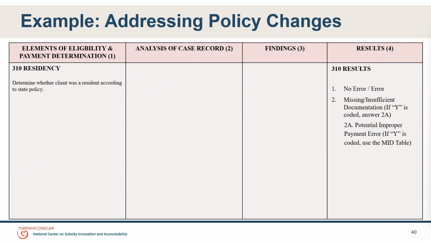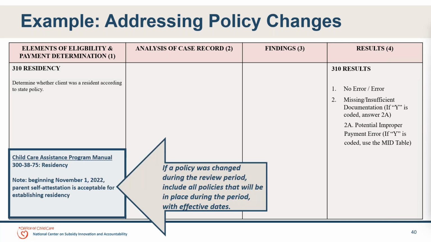One important thing to keep in mind when creating your customized worksheet is to address any policy changes that might have occurred or will occur during the review period. So I'm going to show this in element 310. In this element, the reviewer determines whether the client was a resident according to state policy. And in this state, there was a policy change that occurred during the review period, and this is addressed in the customization with the effective dates of the new policy.